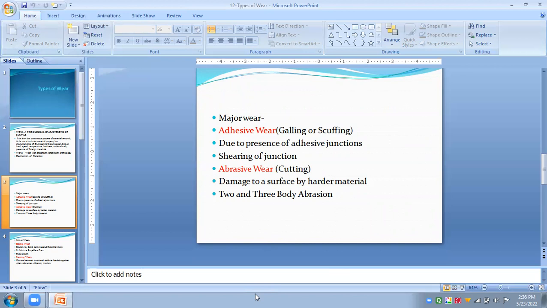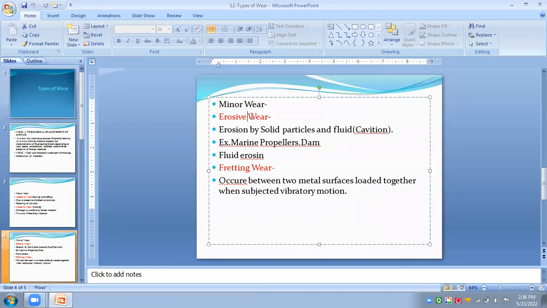In these minor types, the first one is erosive wear. Erosive wear is the process of removal of material by impingement of particles at high velocity on the component surfaces. Erosion is more prominent for materials with high strength.